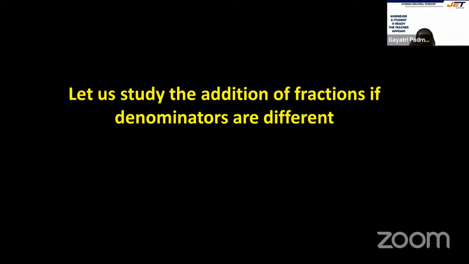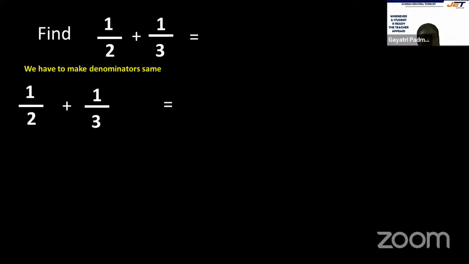Let us study the addition of fractions if denominators are different. Right, so if denominators are different, then how do we add the fractions? Yes, see here, 1 by 2 plus 1 by 3. So what is the method that we find out when the denominators are different? So 1 by 2 plus 1 by 3. Let's see. We have to make the denominators same.